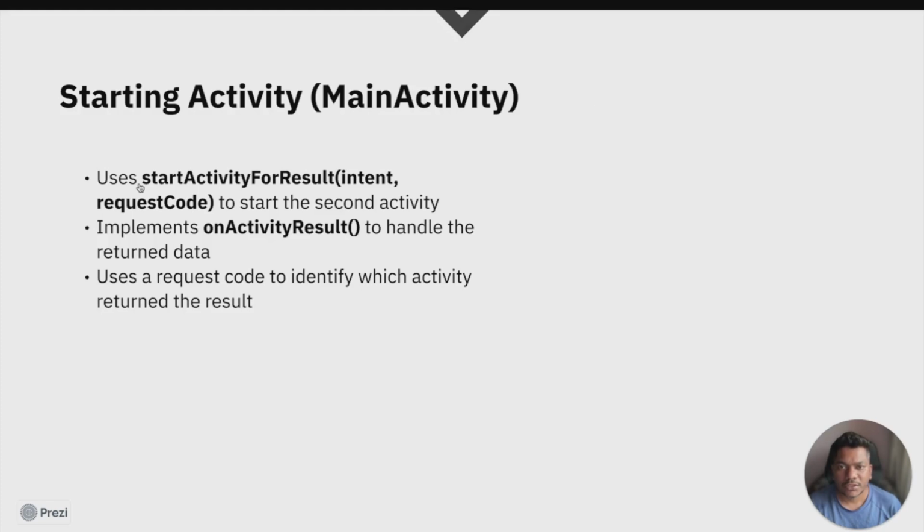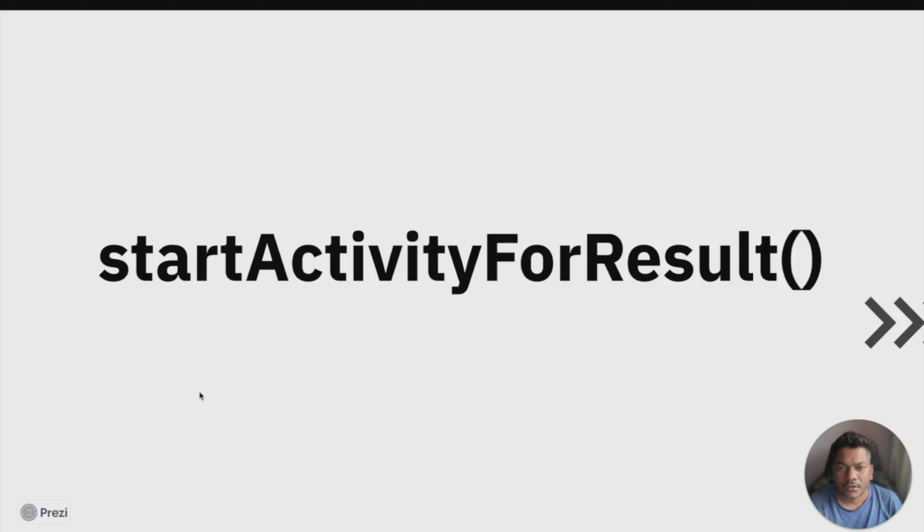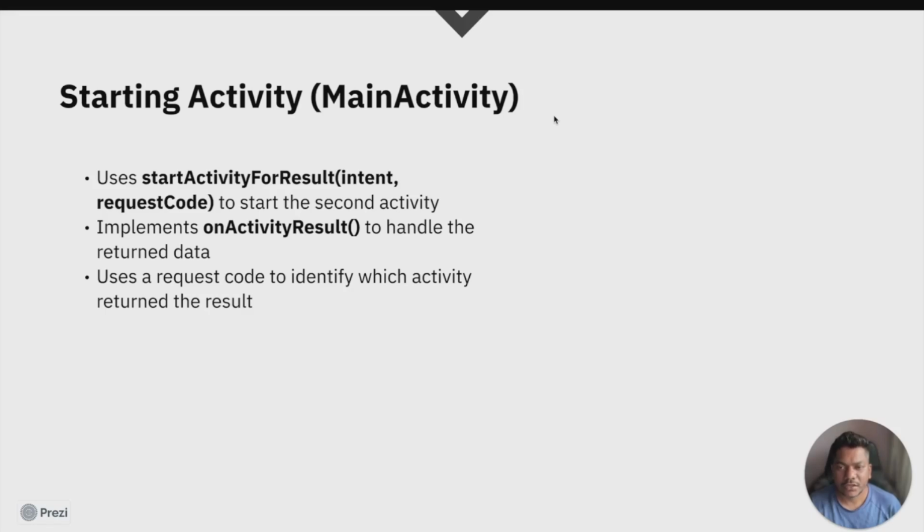So consider the main activity as the starting activity, which uses startActivityForResult with an intent and a request code to start the second activity, and implements onActivityResult to handle the returned data, and also uses a request code to identify which activity returned the result.